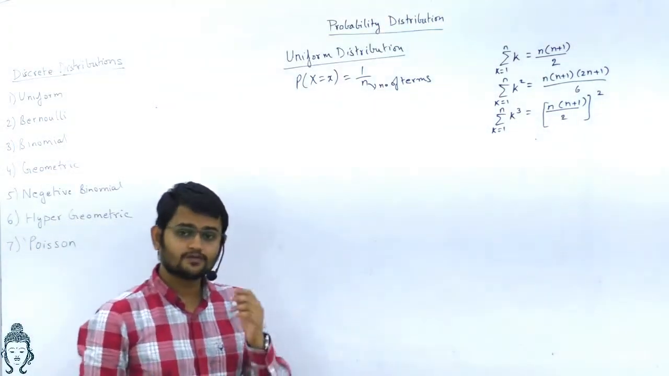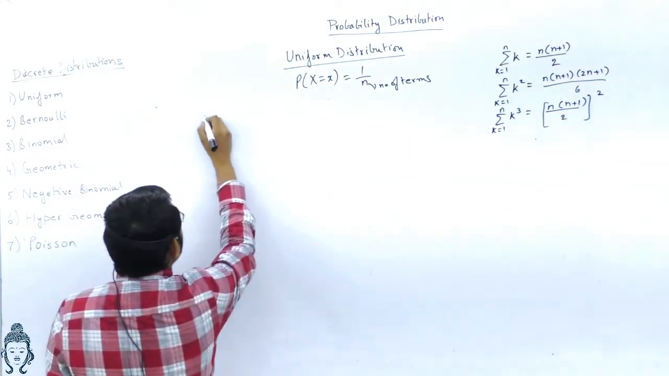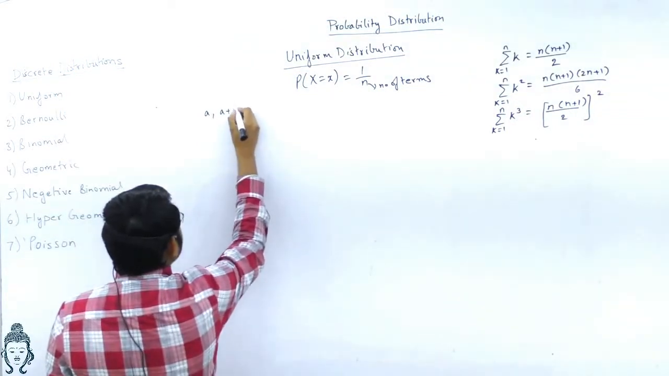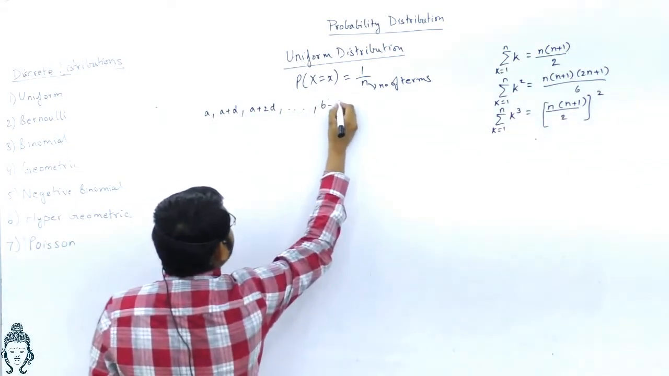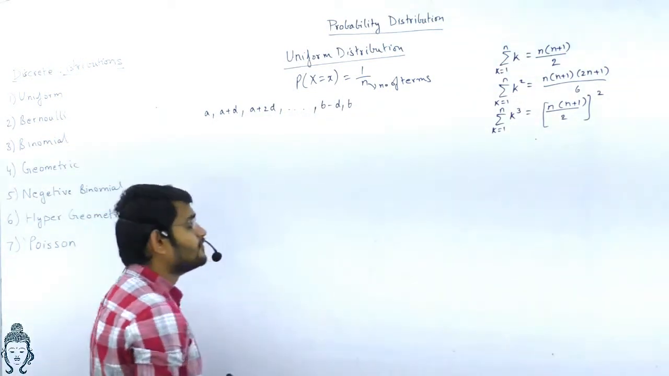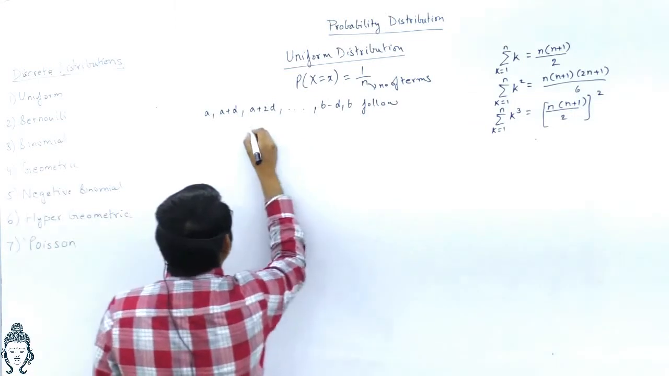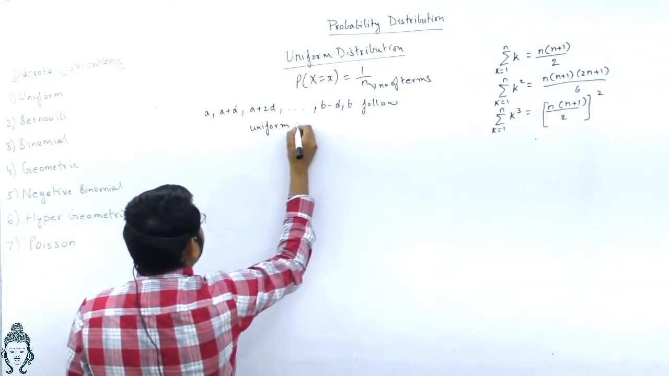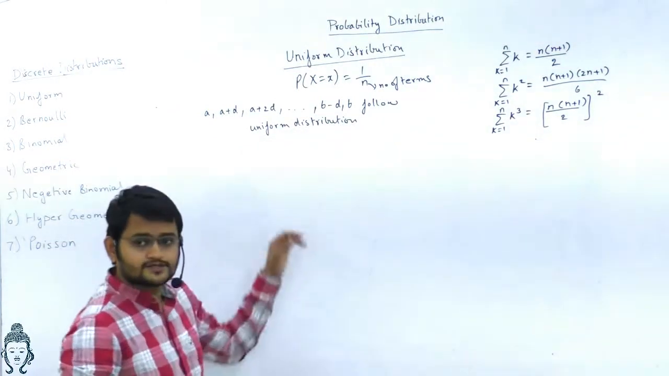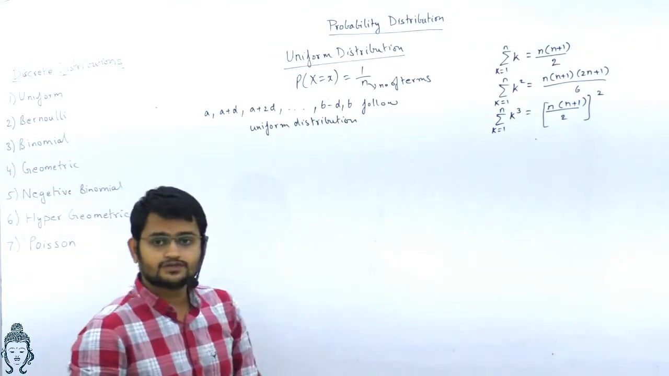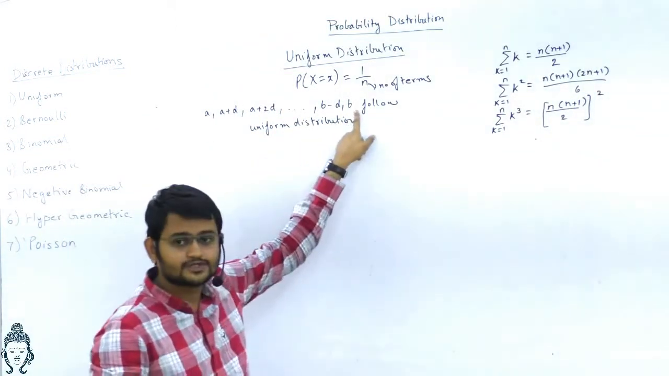Now let's take another example for the values of a uniform distribution. Here we are going to assume that a, a plus d, a plus 2d, and so on till, let's say, b minus d and b, are following uniform distribution. Now this particular series is nothing but an arithmetic progression, where our first term is a, the difference between the terms is d, and the last term is b.